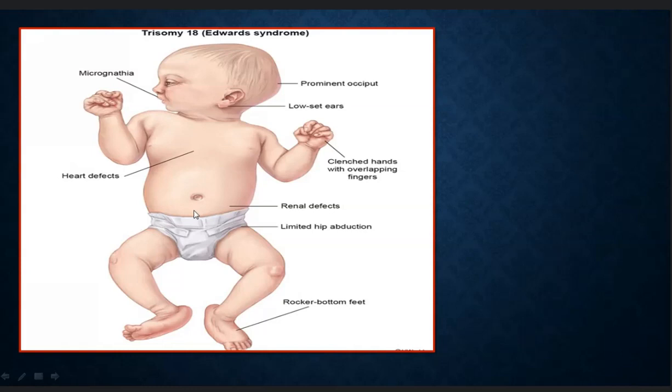Another important feature that can be seen in patients with Edwards syndrome is the rocker bottom feet, like this. It is the opposite of the normal arching of the feet. There is a prominent calcaneus bone, and there is an upward arching, not the normal arching. This is called rocker bottom feet, which is like a rocker bottom chair.